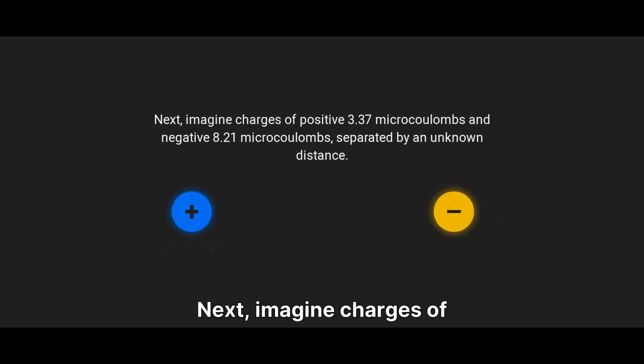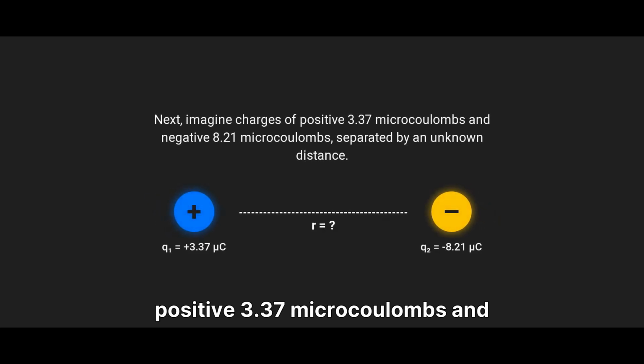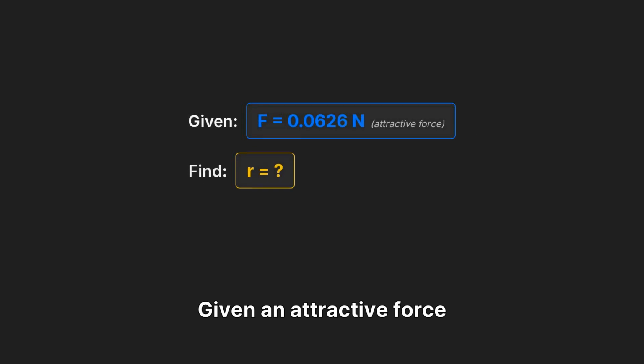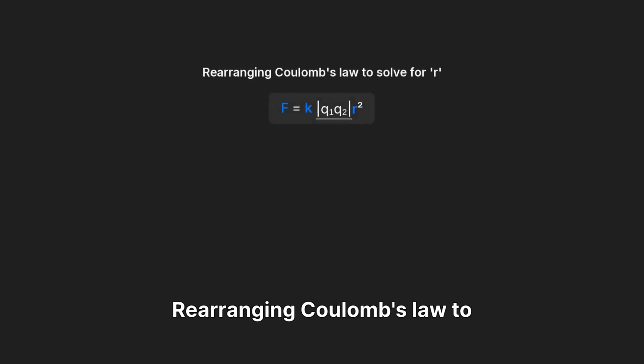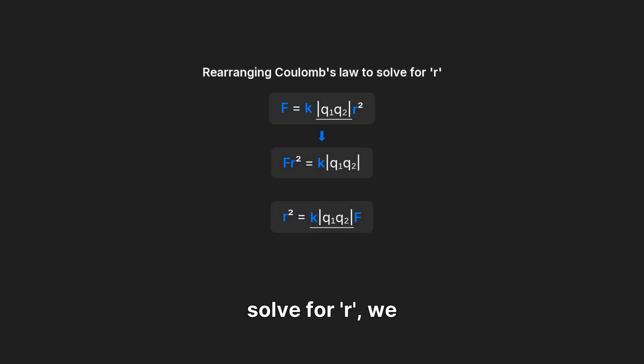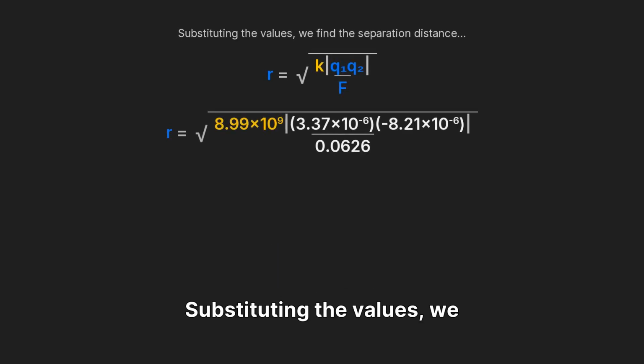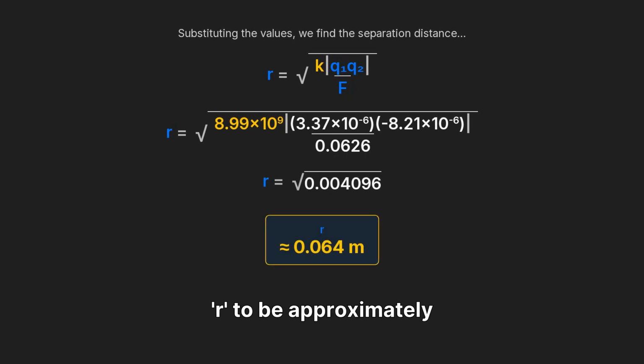Next, imagine charges of positive 3.37 microcoulombs and negative 8.21 microcoulombs, separated by an unknown distance. Given an attractive force of 0.0626 newtons, we need to find the separation distance. Rearranging Coulomb's law to solve for r, we get r equals the square root of k times the absolute value of q1 times q2, all divided by F. Substituting the values, we find the separation distance, r, to be approximately 0.064 meters.